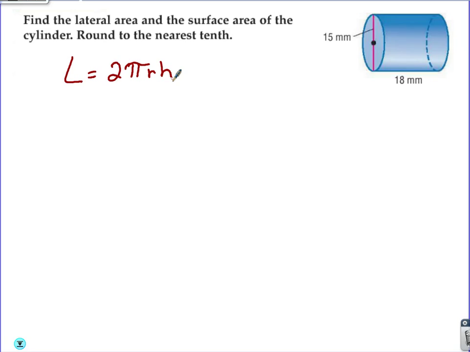Hunter, is this cylinder sitting on its base? No. It's filled. Okay, the Coke's pouring out. So you've got a cylinder sitting on its side.